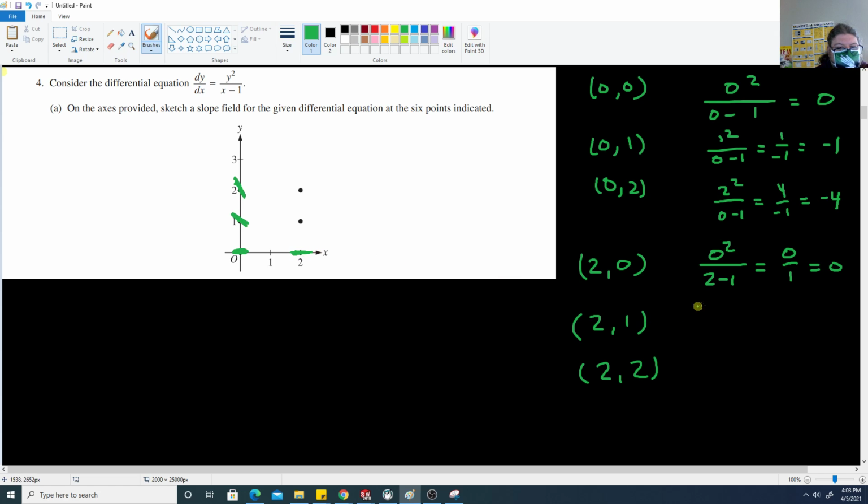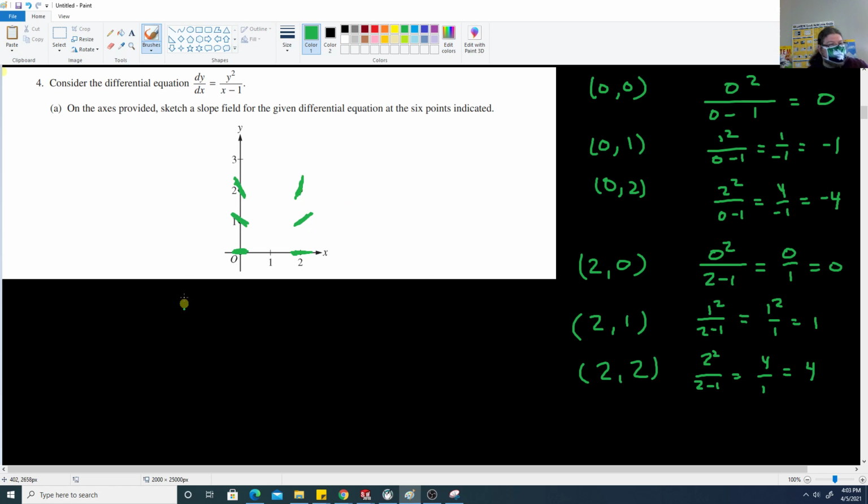(2, 1), y is 1, so I get 1 squared over 2 minus 1. That's 1 squared over 1, which is just 1. So at this point here I have slope 1. And then when I get down here to (2, 2), 2 squared over 2 minus 1 is 4 over 1 is 4. So this point here will have slope positive 4.